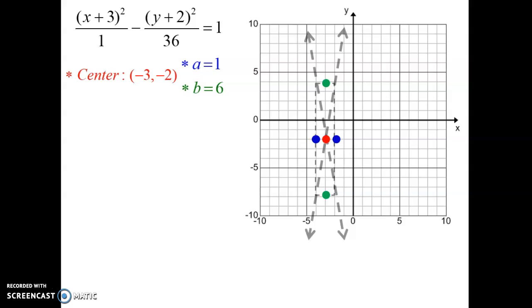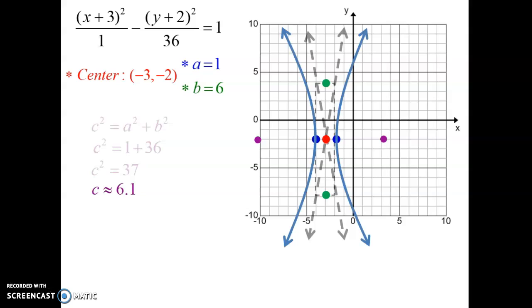Your focal distance is going to be 1 plus 36, which gives you 37. The square root of that is 6.1. Now, because we're going left and right, 6.1 from the center point, each side. And you're going to draw your graphs through the blue dots on the box.